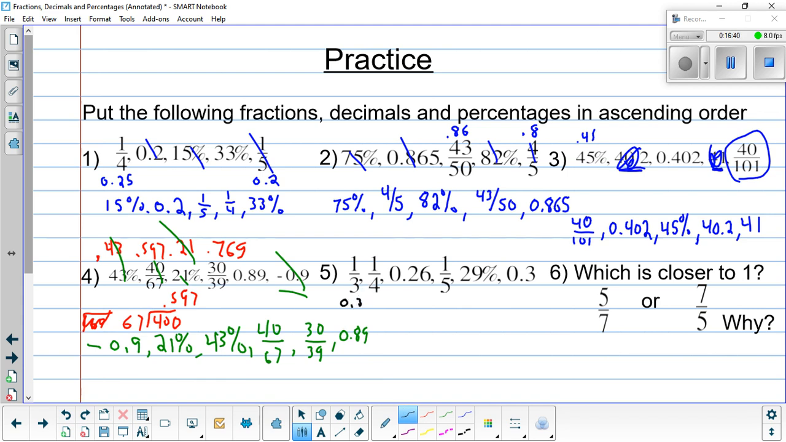Okay, so next one, I'm going to do this one in black. We've got 0.3 recurring, 0.25, 0.2, and that gives us enough. I'm looking at 0.2 first, which is a fifth, so 1/5 goes first. Next thing is 0.25, so that's 1/4. Then 0.26, then 29%, then 0.3, then 1/3. Okay.